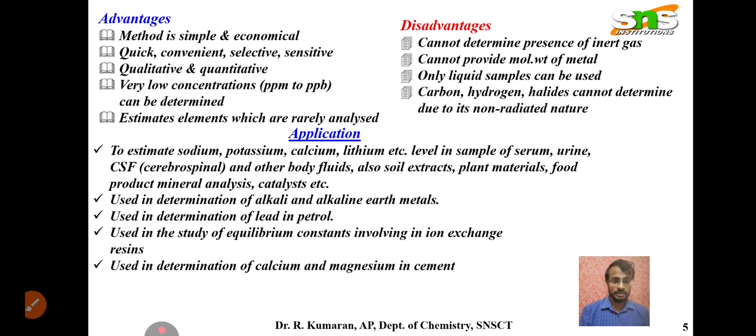Determination of lead in petroleum samples is also an important application. It is used in the study of equilibrium constants involving ion exchange resins, and also for calcium and magnesium in cement material. These are some of the main applications. The applications show a wide variety, especially CSF, urine samples and other body fluids. It is very important to use this flame photometer for these reasons, especially in biology, and also in petroleum and cement, everywhere it is used.